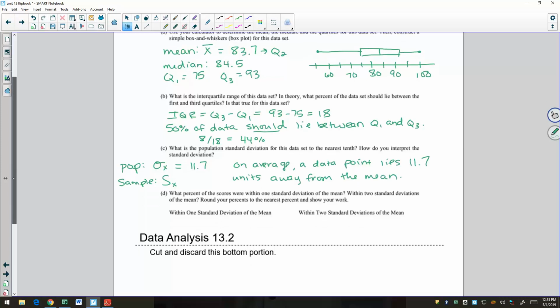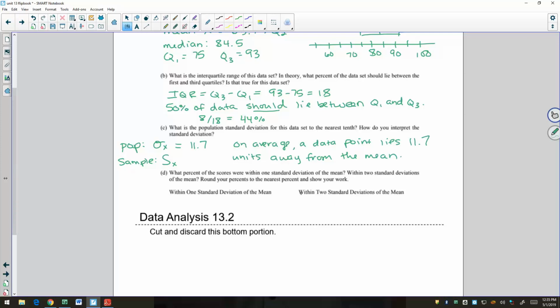And then we're going to use this number, 11.7, to answer D. They want to know what percent of the scores were within 1 standard deviation of the mean. Well, to be within 1, you could be 1 above the mean, so you're going to add on 1 standard deviation, or you could be 1 below it, so you would subtract from the average. So we take the average and add 1 standard deviation, and take the average and subtract 1 standard deviation.